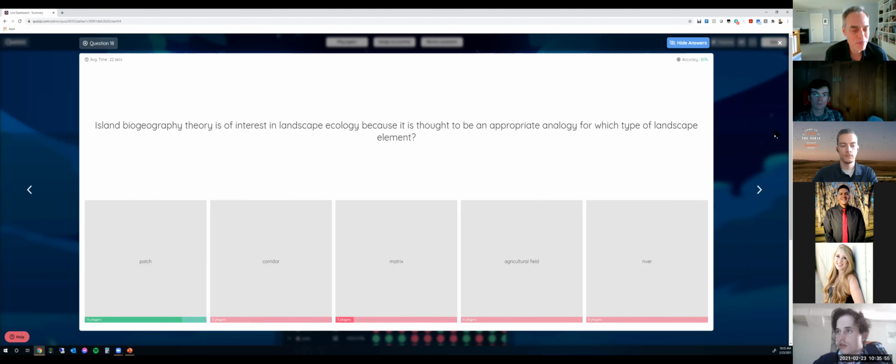Island biogeography theory is of interest in landscape ecology because it is thought to be an appropriate analogy for which type of landscape element, and the correct answer there was patch. Patches of landscape, whether it's a patch of forest or a patch of grassland in a matrix of some other contrasting type of environment, are seen essentially as islands and are experienced essentially as islands by the organisms that live in that particular patch.